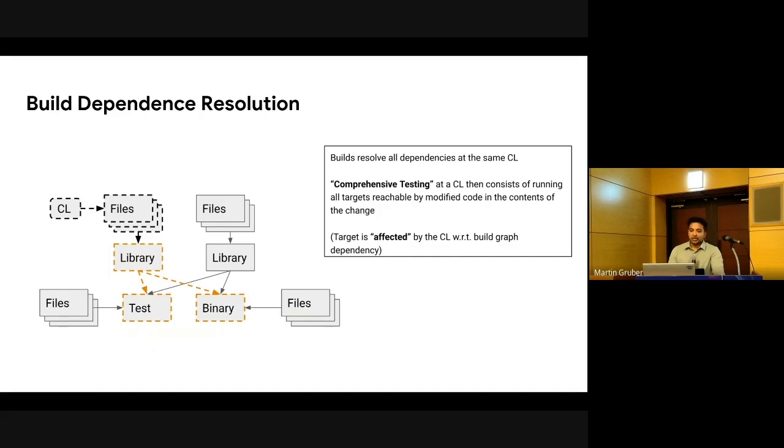For us, comprehensive testing corresponds to getting all of the transitive dependencies or transitive downstream uses of files that are changed in a CL. This is important because Google, using this monorepo, resolves all dependencies at the same version. You can potentially be broken by other people, by a library that you depend on. It can cause your project to break, because you're not able to pin versions.